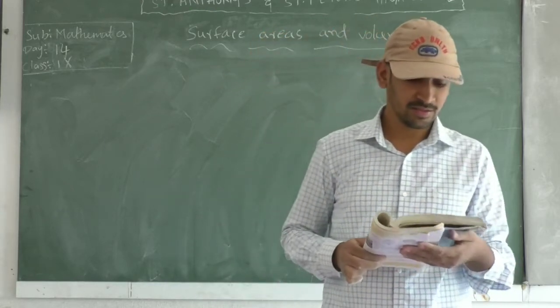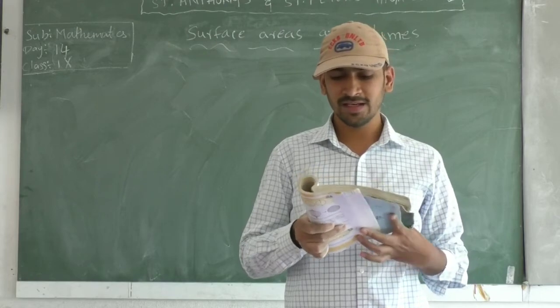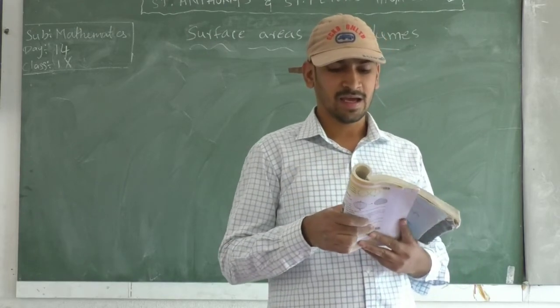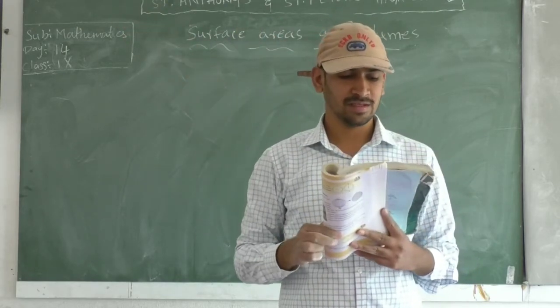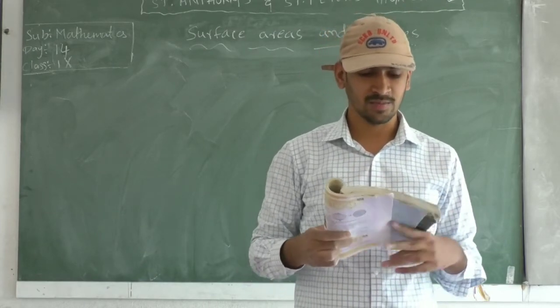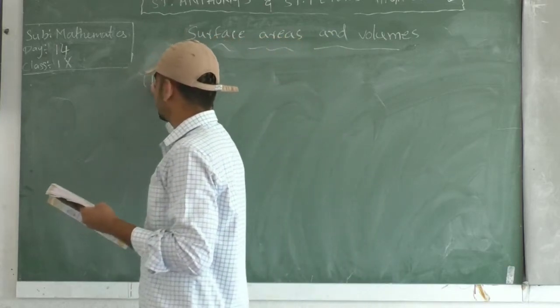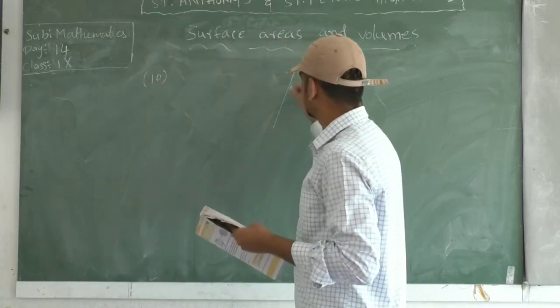Question number 10. A joker's cap is in the form of a right circular cone of base radius 7 centimeters, height 27 centimeters. Find the area of the sheet required to make 10 such caps. So we have to see question number 10. A joker's cap is in the form of a cone.